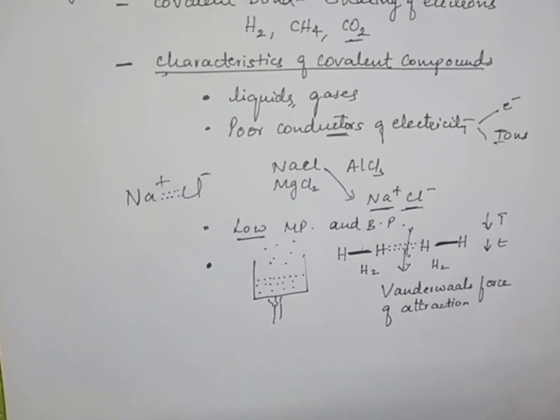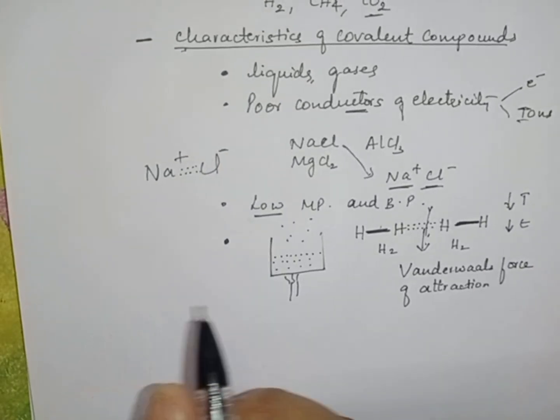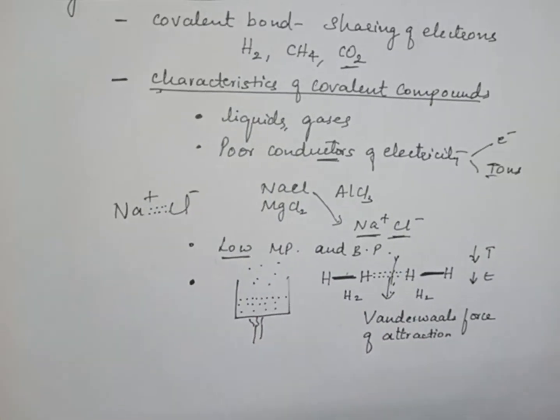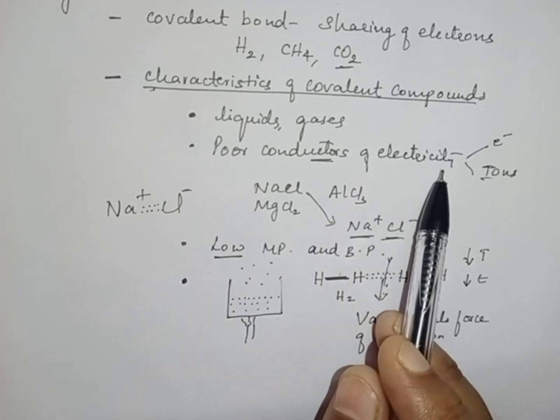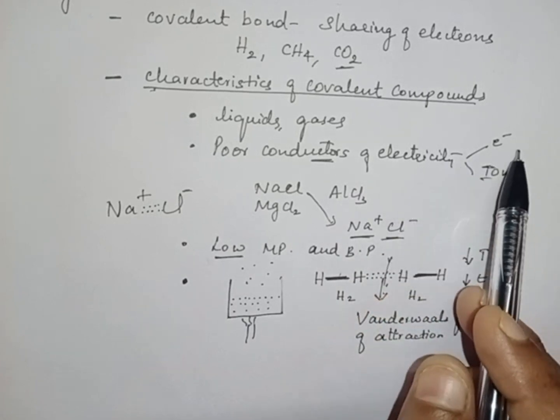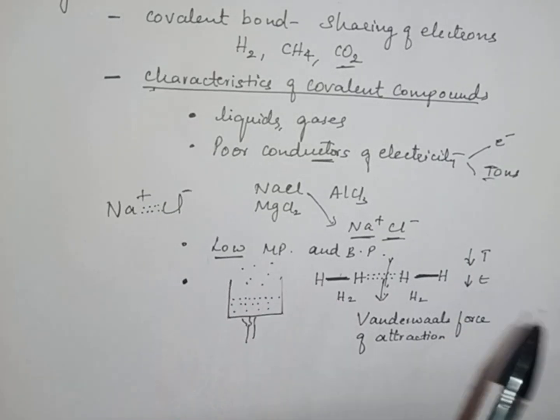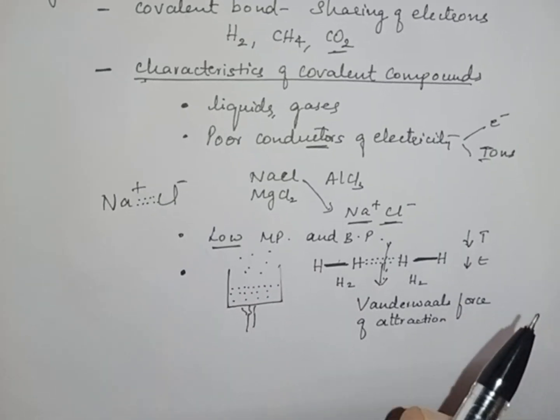Fine. Next, we'll talk about the valency. These are the three characteristics. They either exist as liquids or gases. They are poor conductors of electricity because they have neither free electrons nor ions. Next, they have low melting point and boiling point. Fine. Hope it is clear.